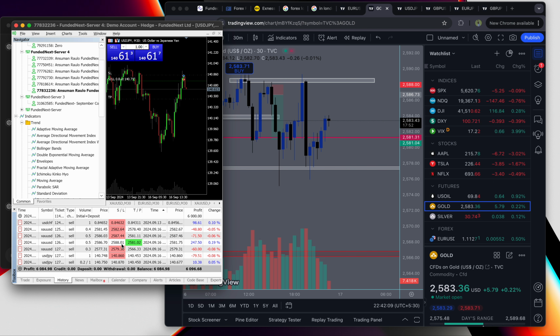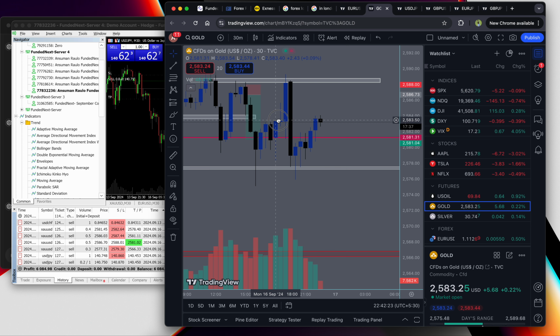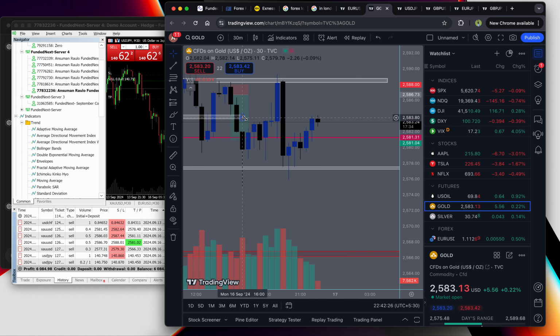Means if it would have hit the stop loss, then I would have lost $1, but it hit the TP, so I won $5. So it was a 4.5 hour trade, means $4.5, sorry, $4.5.